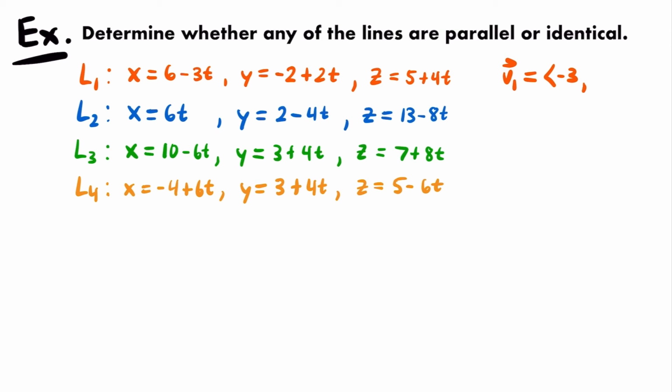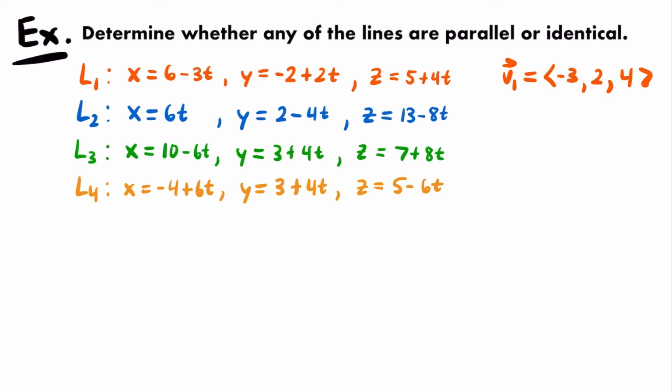We'll have negative 3. Then for the y component, we'll look at the coefficient of t in the y equation for this line. And so we have negative 2 plus 2t, so the coefficient of t is 2, so that will be our y component, or our next direction number. And then our last direction number, or the z component, will be found from our z equation. As you can see, we have z is equal to 5 plus 4t, so the coefficient of t is 4, so that means that the z component, or that last direction number, will be 4. Okay, so that's the direction vector for line 1.